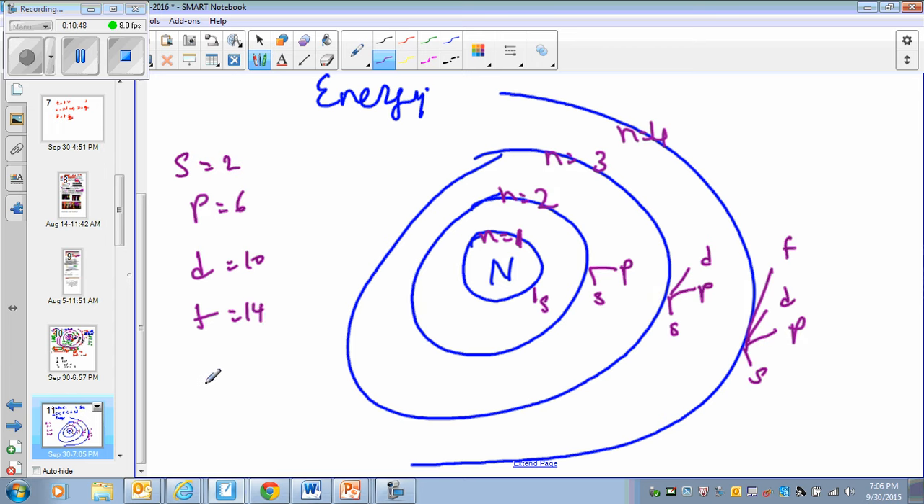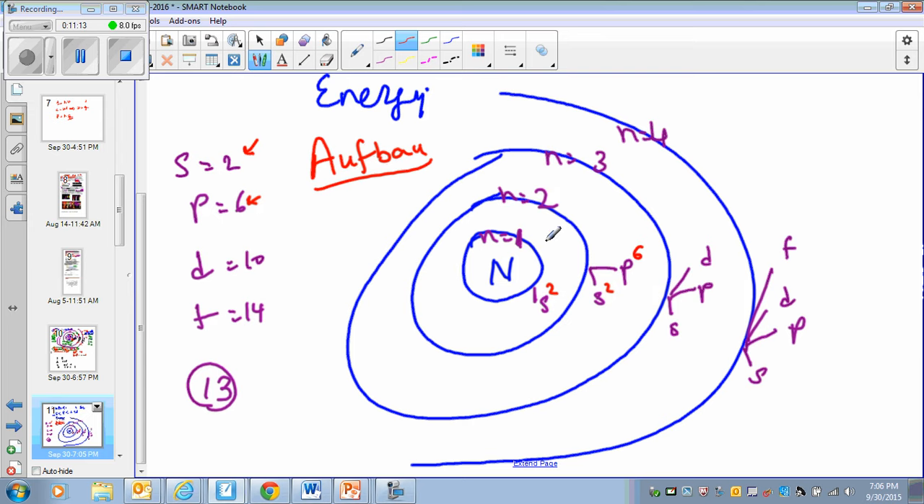So let's say I have 13 electrons in my hand. How do I go? According to the Aufbau principle, I start from the lowest energy level, the ground state. So I put 2 electrons in here because S can maximum take 2. Then I jump up and I put 2 here because S can take 2. P can take 6, so I put 6 in there.